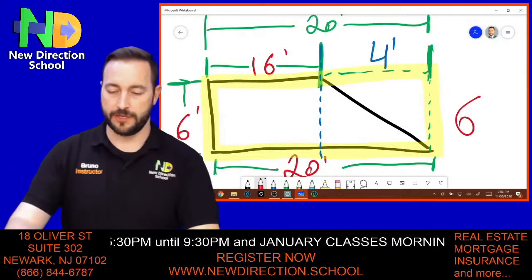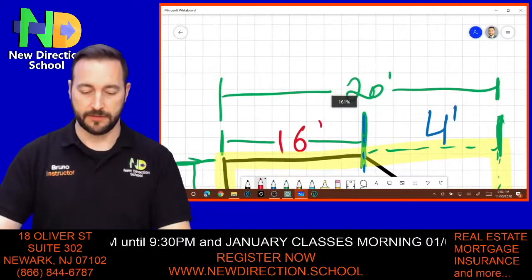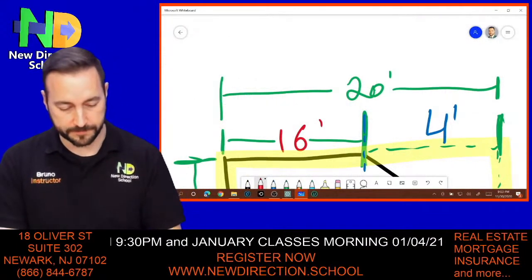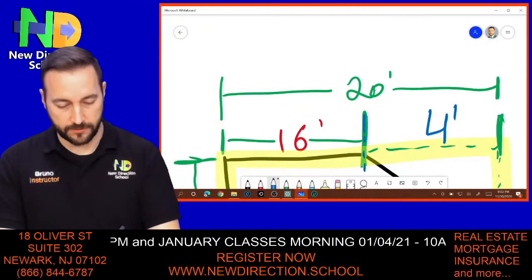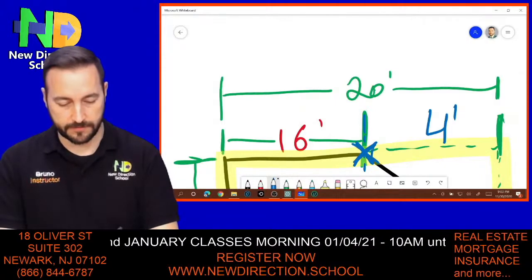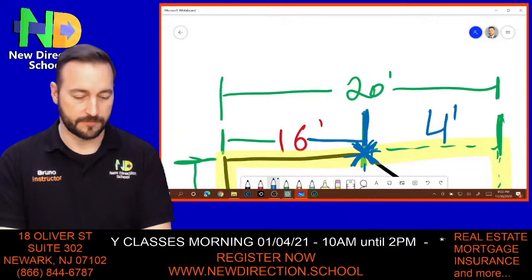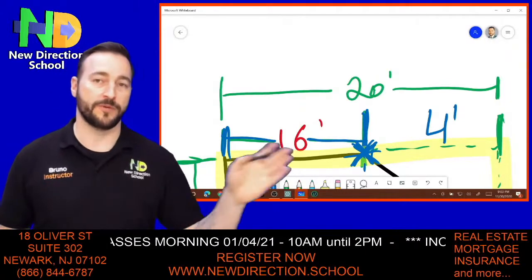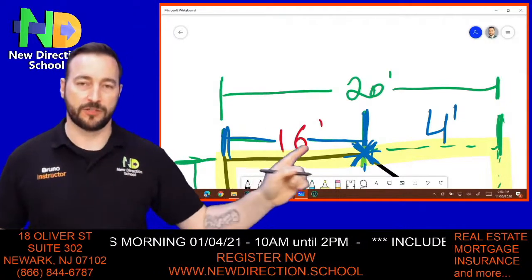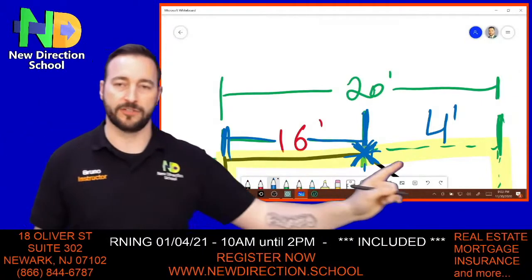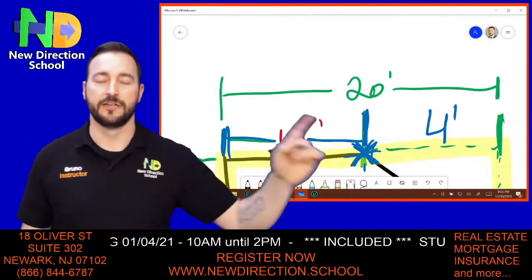So if you look here, we stopped in the drawing right here. What number do we have here? It's the 16. That's where we stopped. But if you have the closed box, this whole thing here, that line right there, it would have been 20.